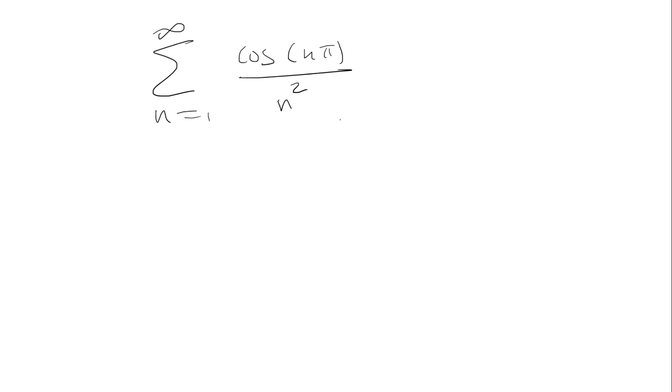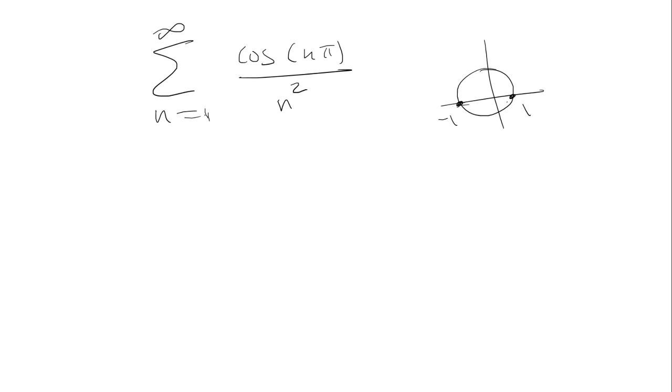Let's look at the next example. We have the sum from n equals 1 to infinity, cosine of n pi over n squared. Now this cosine n pi looks strange, but all you're really doing, so let's see, we're starting at cosine n pi. Well, n is 1, so that's cosine of pi, which is negative 1, and then cosine of 2 pi, which is 1. So you start at negative 1, go to 1, and you just jump back and forth.